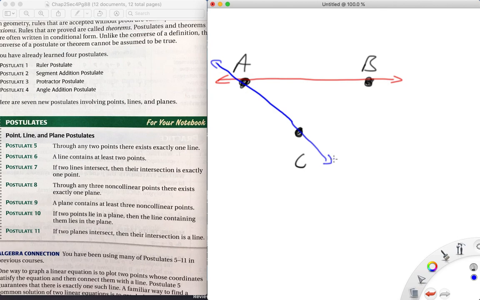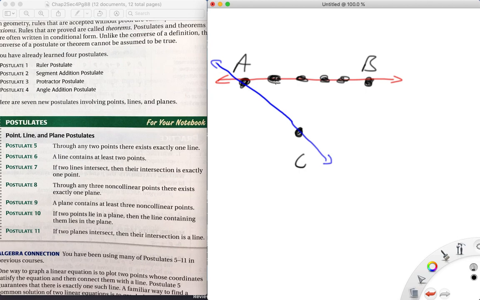Postulate 6 says a line contains at least 2 points. A line can be maintained by infinitely many points, but the smallest number of points that a line can possibly have has to be 2. It has to have at least 2 points to form a line. That's postulate 6. I'm not going to write them down. They're right there. You can pretty much copy it when you see it. Postulate 7.